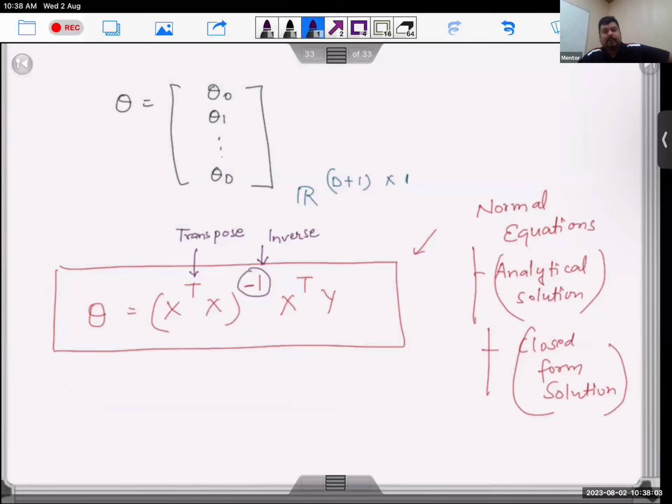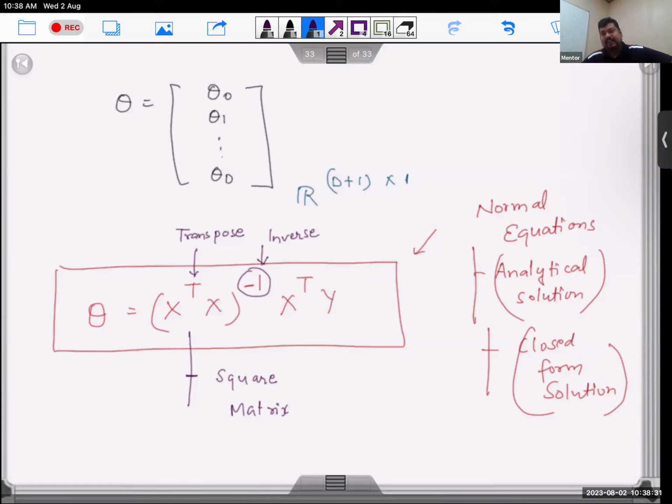My question is this: for what matrices can you take the inverse? Square matrices only. Only for a square matrix can you take the inverse. The matrices of the form A comma A, A cross A, B cross B, and so on. The number of rows and number of columns have to be the same for you to take the inverse.